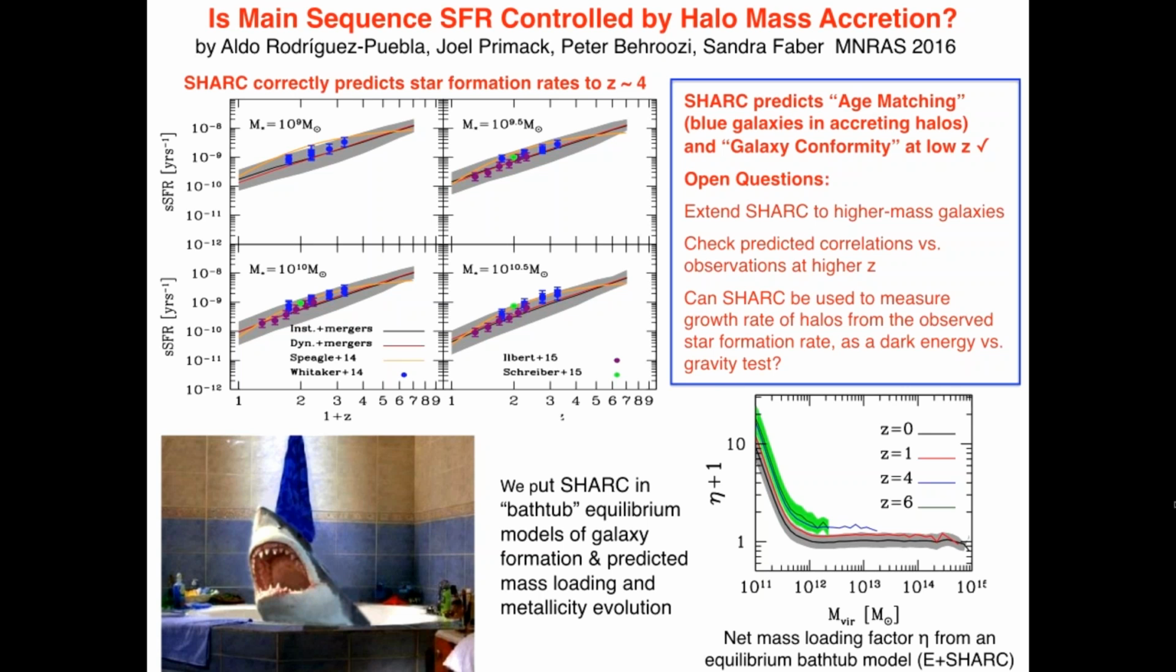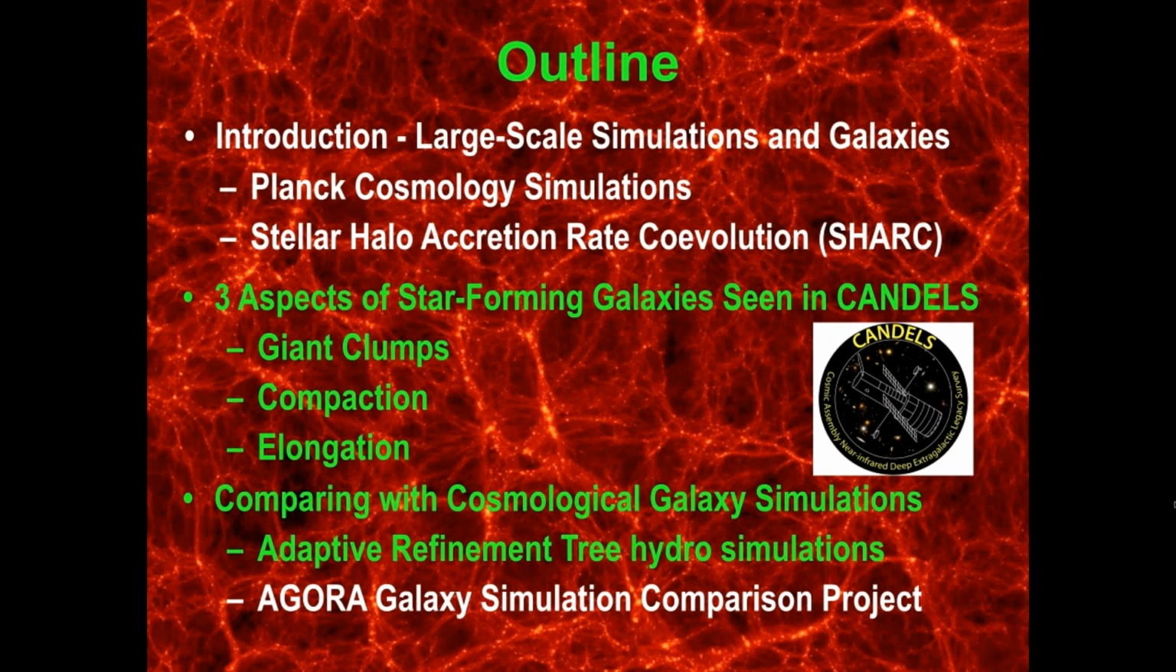Okay, moving on. The rest of the talk is mostly going to be about discoveries that we've made in the CANDELS program. CANDELS is the largest program in the history of Hubble Space Telescope. And we've seen three major phenomena in high redshift galaxies. Our simulations actually show all three of these phenomena, and so they give us some understanding of why they occur. Giant clumps, compaction, and elongation.